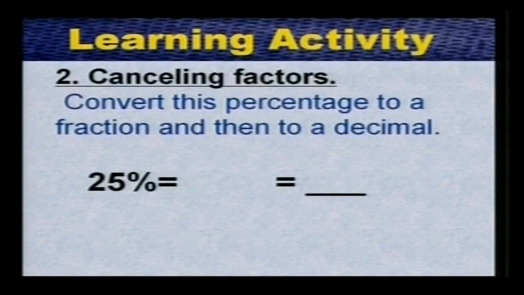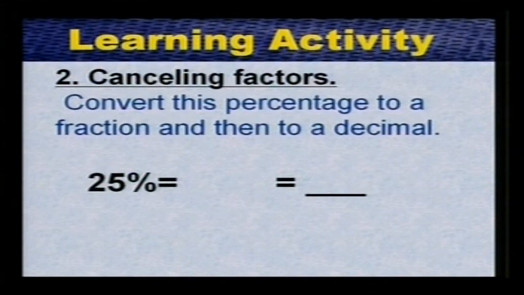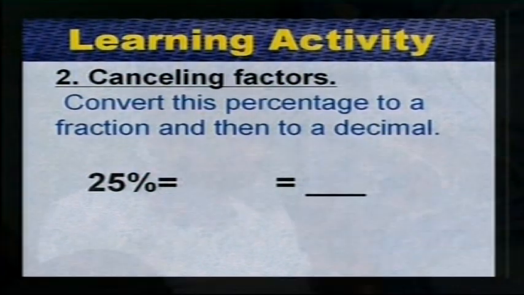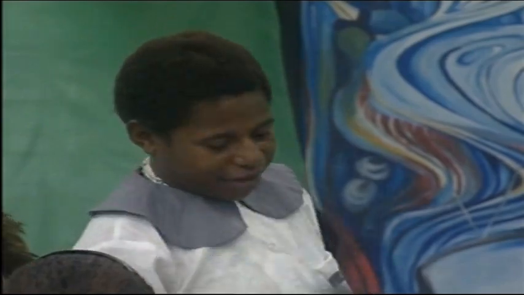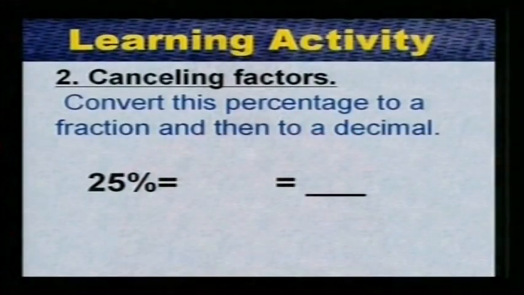Next one, the cancelling factor method. We are to convert this percentage to a fraction and then to a decimal. 25%. Give me 25% as a fraction. Madeline? 25 over 100. To cancel it down to its simplest form, because we are dealing with cancelling factor here. It is correct, 25 over 100.